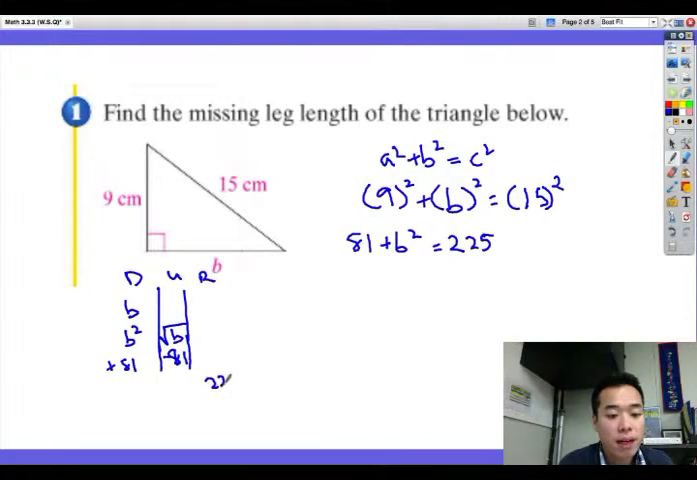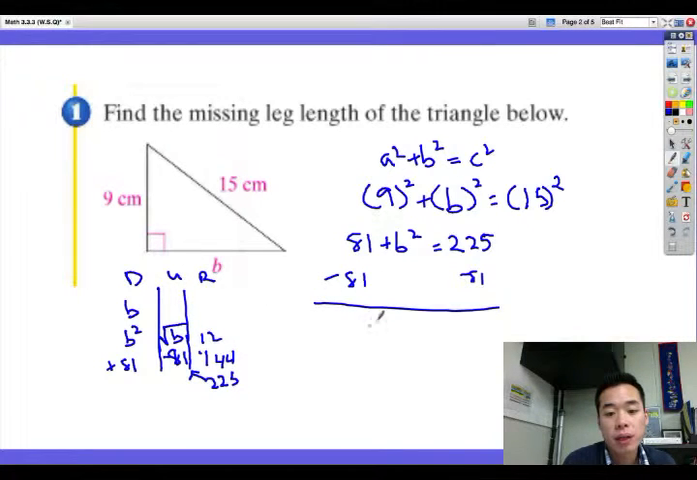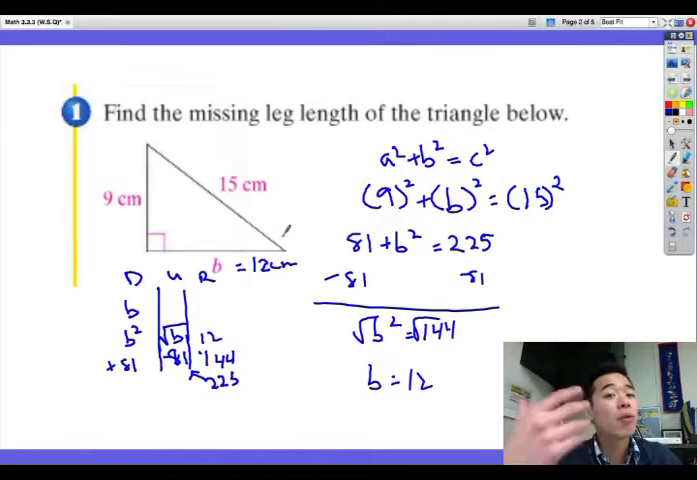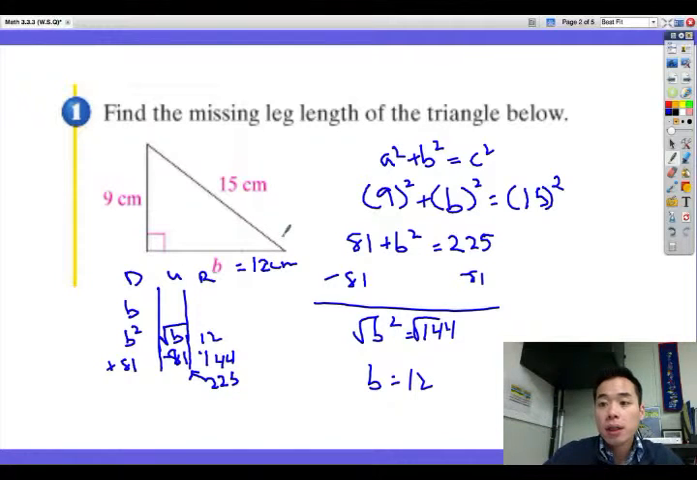So if I take 225 and subtract 81, these are very similar numbers to before. 225 minus 81 is 144. Square root that, I get 12. So for my missing leg, minus 81, minus 81, I'm just doing the undo to my equation. I get b squared is 144. I'm going to take the square root of both sides. b is now equal to 12. So b is 12 centimeters. In fact, that's the trick. If you're finding the hypotenuse, you add. If you need to find one of the legs, you subtract. Okay, going on.